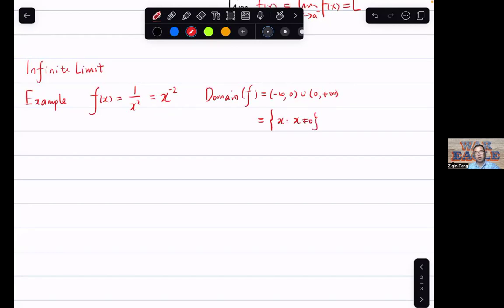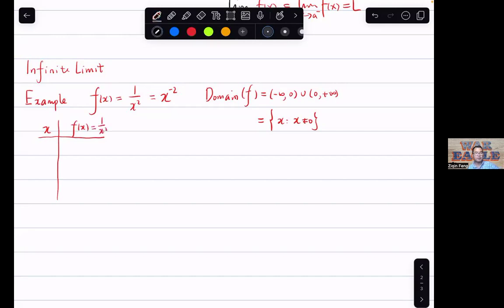If you plug in 0, you get 1 over 0. So f of 0 is undefined. So we are looking for all the numbers which make f of x well-defined. That is the domain of a function. Now, okay, we wonder what happens at 0, right? So if you try to list a few numbers, so x, and make the x value here getting closer and closer to 0. So this is f of x, which is 1 over x squared, right?